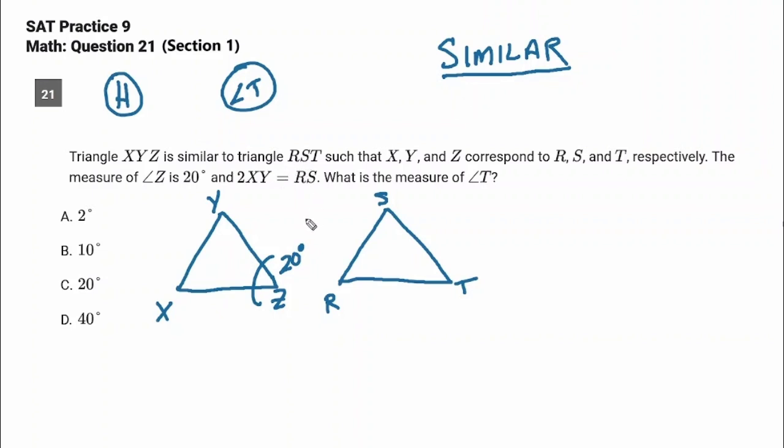And if they have the same shape, what can we say about each angle? They must be the same. So what do you think angle T is? Angle Z is 20. It's 20. And guys, that's all there is to this question. The answer is C. There's too much information here, which I guess can confuse some people. 2XY equals RS doesn't matter. Similar triangles means same shape, so angles are the same. You can get this right in 2 seconds and move on.